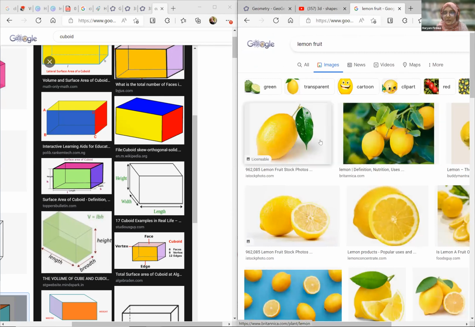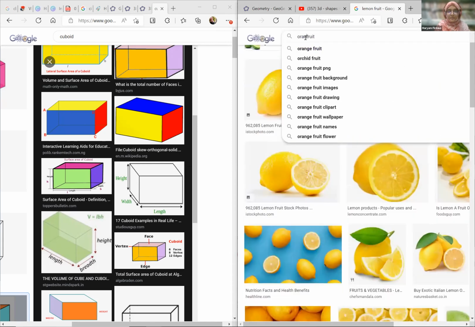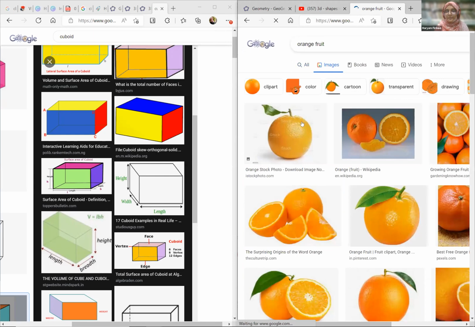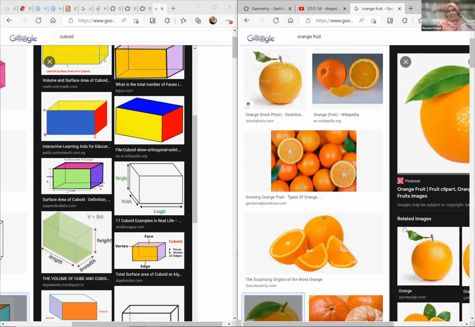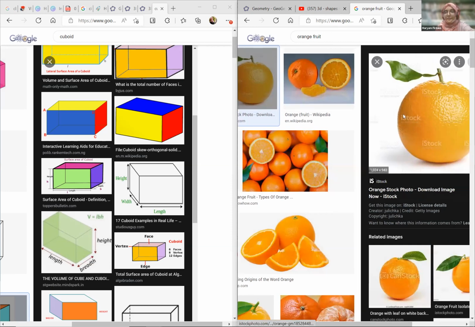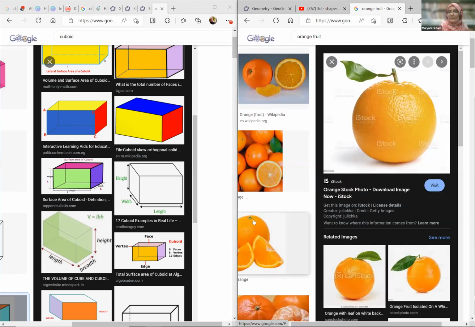Okay, so let's say this doesn't look like a sphere. Let's take an orange. Okay. So I have this orange in front of me. I think this one is a better orange. Take a look at this part of the orange. Can you see where I'm pointing my cursor? Yeah. Okay. So take a look at this part.